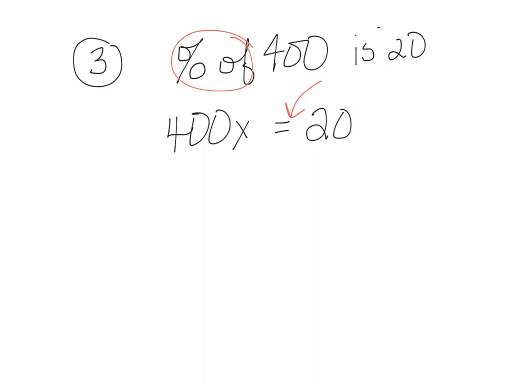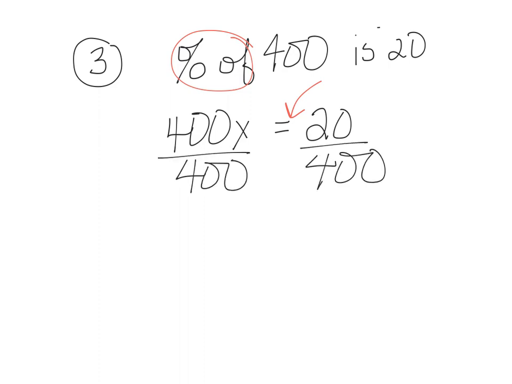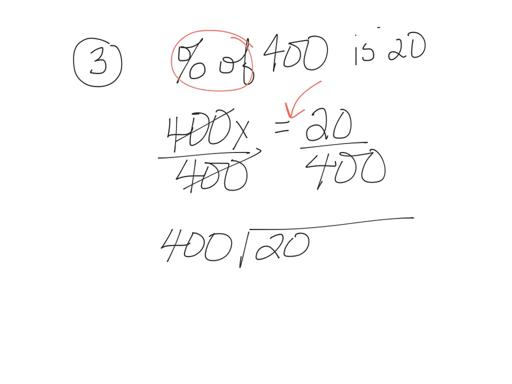Now let's go ahead and divide both sides by 400 so we can isolate the x. And so now x is going to be equal to 20 divided by 400. So let's go ahead and do our long division problem. Here's our decimal, bring it up, add a zero. Oh, it looks like it does not go in. So let's put one here and here. 400 goes into 2,000 five times exactly.